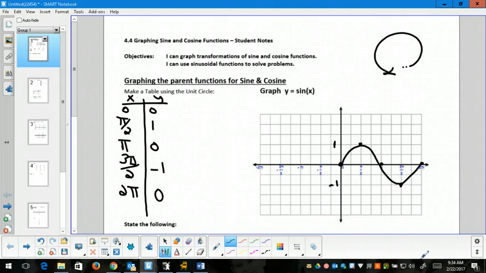If I kept going, then it would continue this pattern as it goes into the next circle also, as we get to higher and higher radians. All right, but now we have to go the other direction. So normally I make a table for that too. Looking at our unit circle.